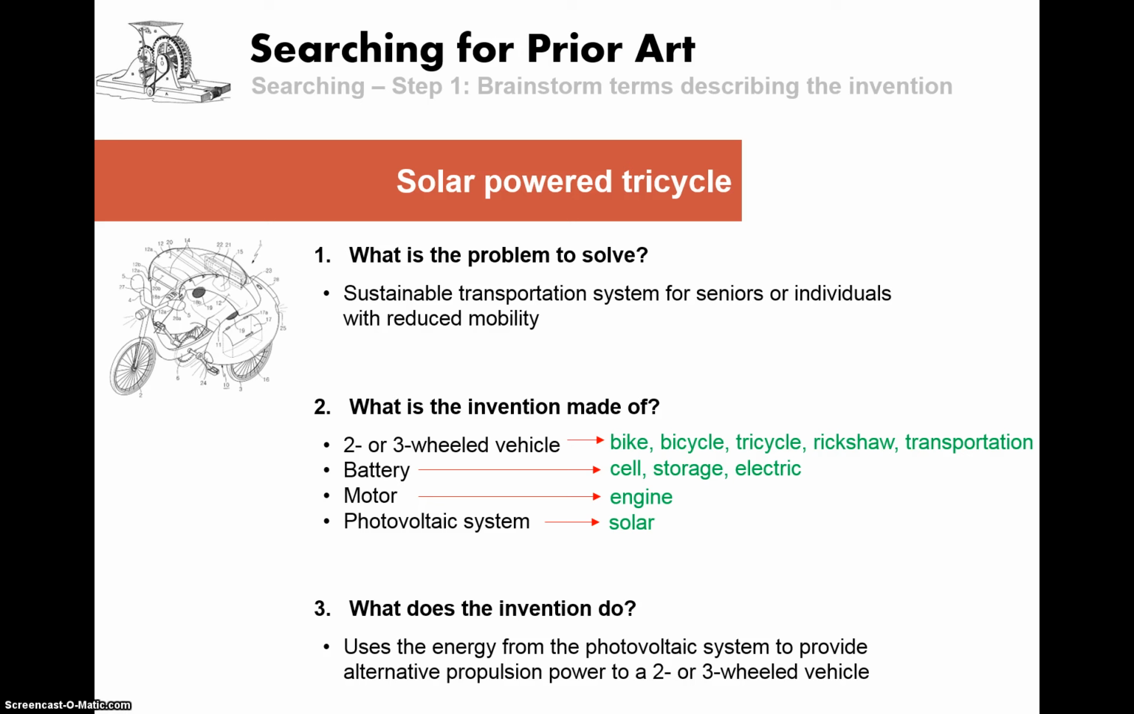Sometimes the structure of the invention, which is captured in question number 2, and the function of the invention, which is described in question number 3, can generate different sets of keywords. This can expand the search for prior art, allowing you to find documents pertaining to both the structure and the function of the invention.